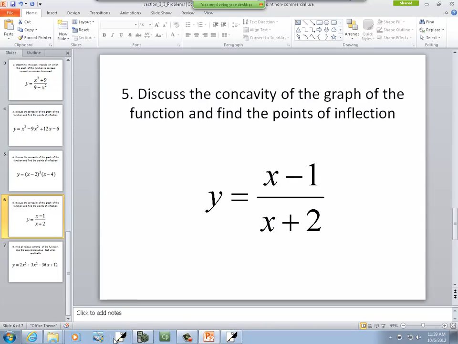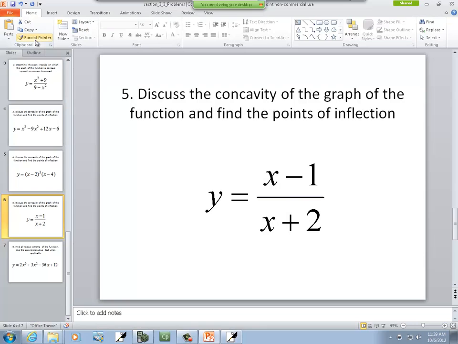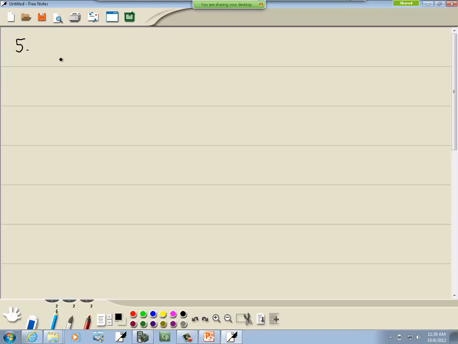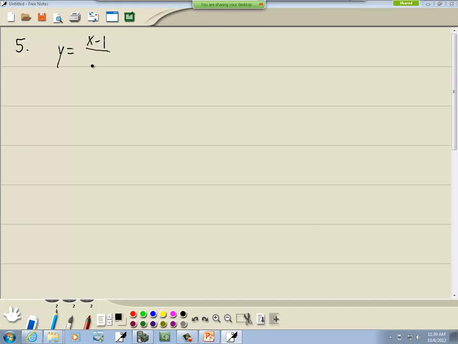And let's look at our next problem. It says discuss concavity of the graph and find the points of inflection. Again, we have to find the concavity to determine the points of inflection. First step, we want to find the derivative, or second derivative. Sorry, let's think about something else. This will be p, and this will be q. So we need p prime, which would be 1, and then derivative of x plus 2 is 1.